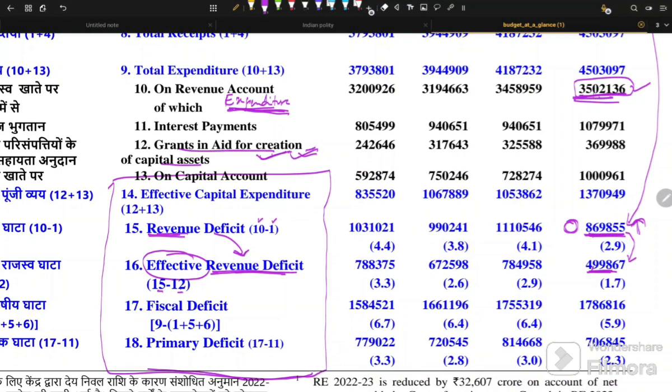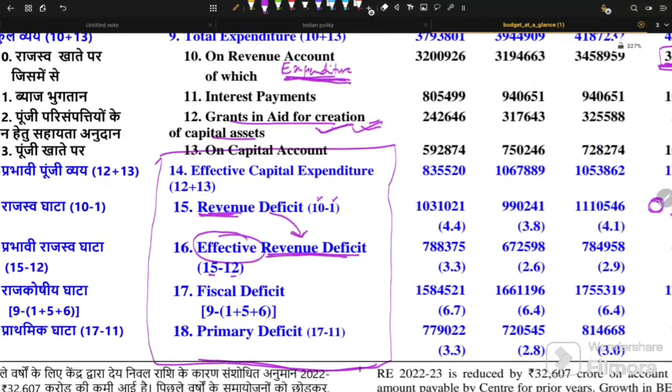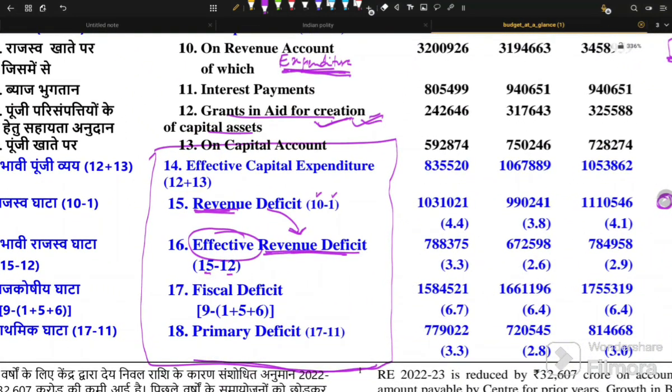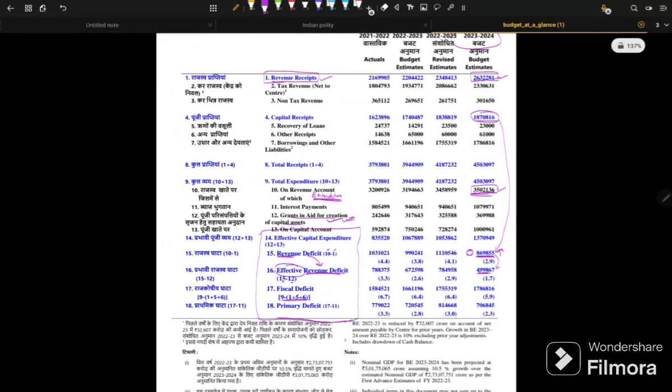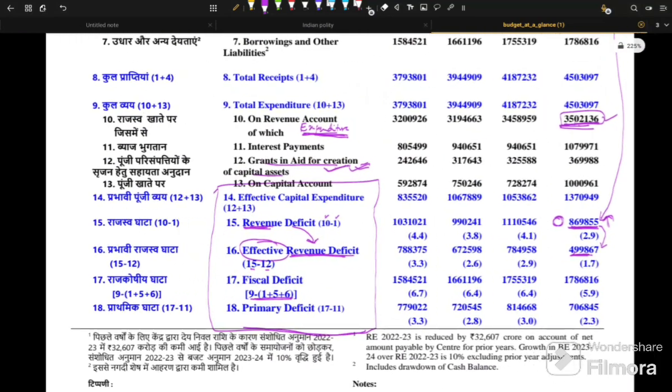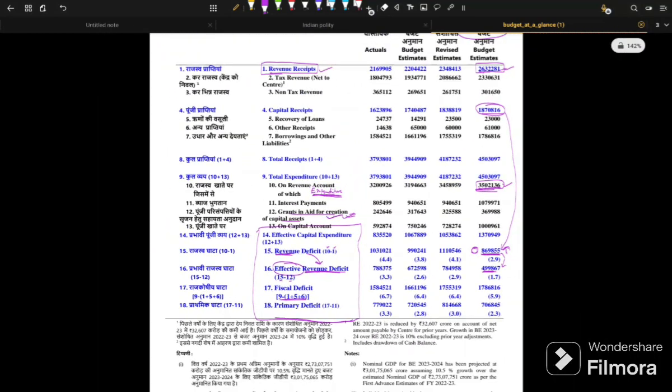Then the other one is the fiscal deficit. It is very simple. I'm not going to explain this term, directly going to the gist, because it becomes a very lengthy video. You can see 9 minus. You can pause and see what the terms indicate in these numbers. Okay, just see.